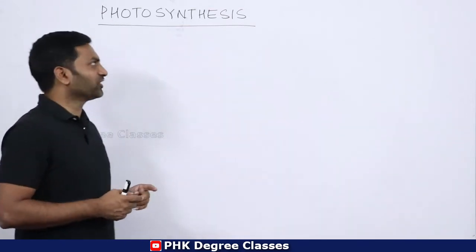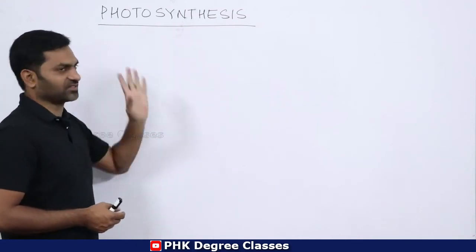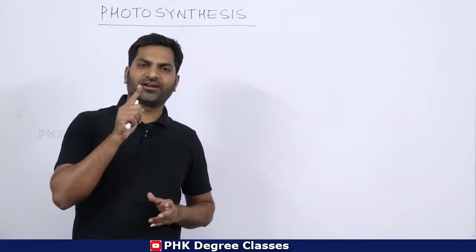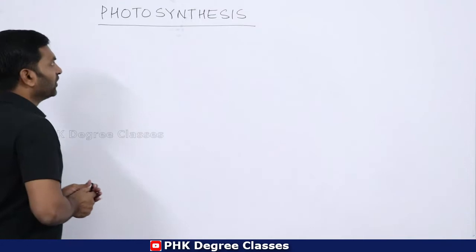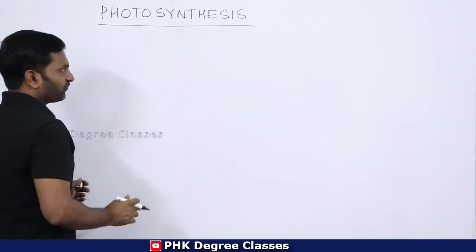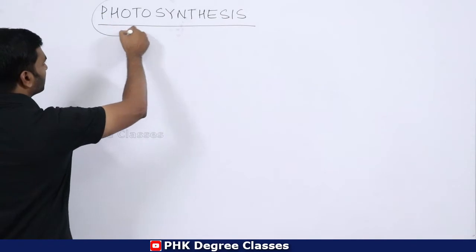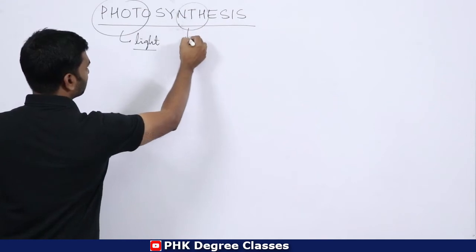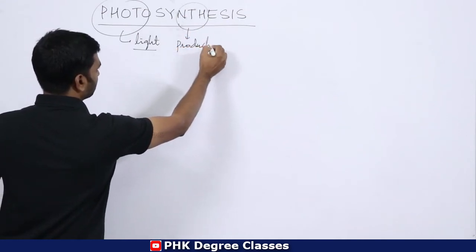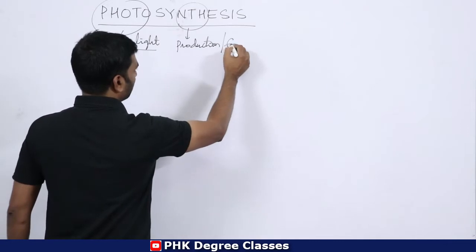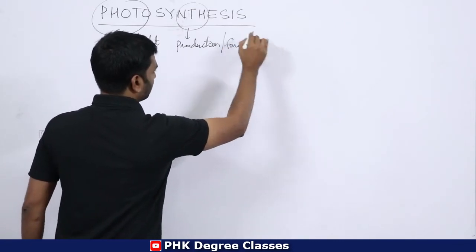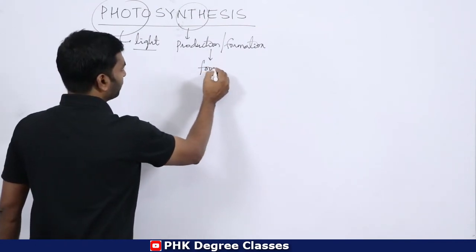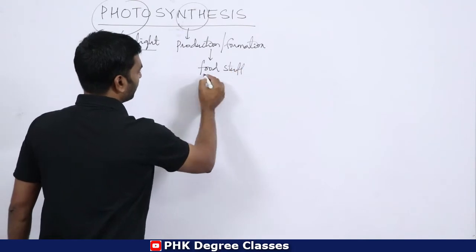Today we are going to see about photosynthesis. The introduction or basic information regarding photosynthesis will be discussed in this particular session. Photosynthesis: photo means light, and synthesis means production or formation. So it is the formation of foodstuff.